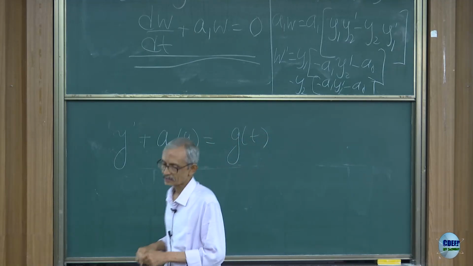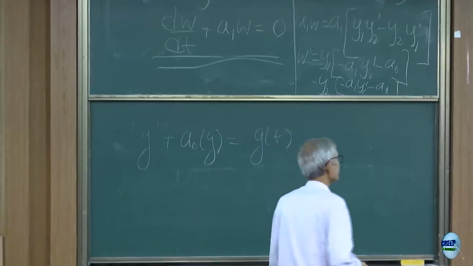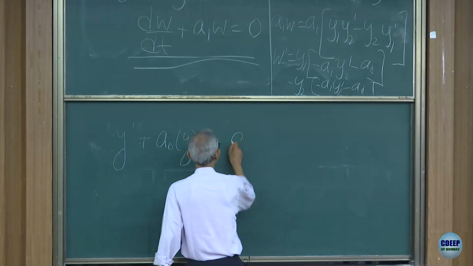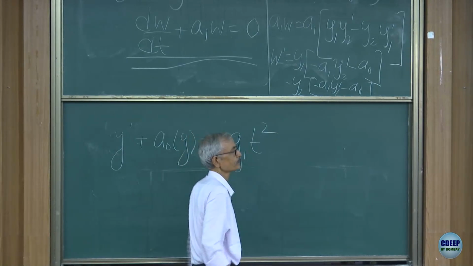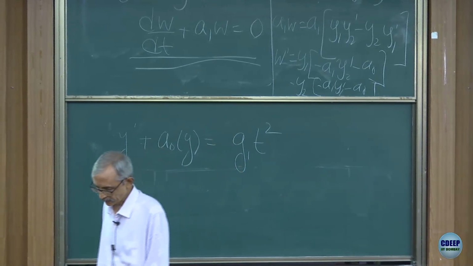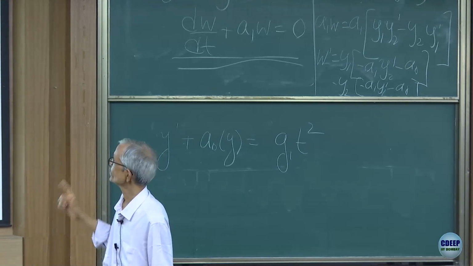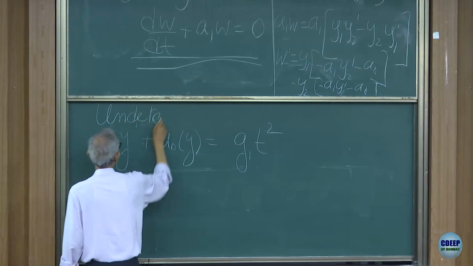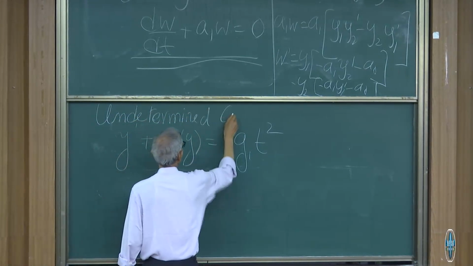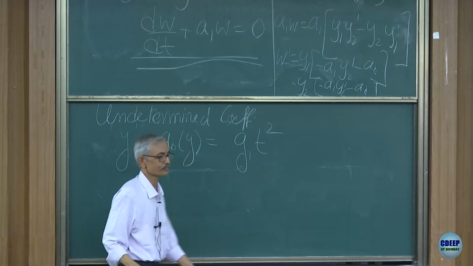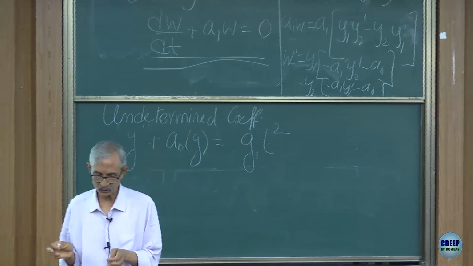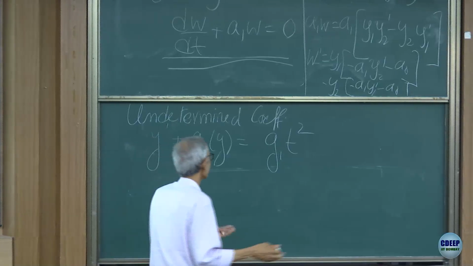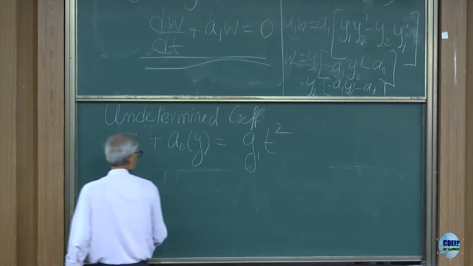Okay. And just to illustrate the method, let this polynomial be some g1 times t square. Okay. And this is the so-called method of undetermined coefficients, which means that we are going to come up with certain coefficients which we are going to determine. Okay. To start with, we don't know them, they are undetermined. We are supposed to determine these so-called coefficients.